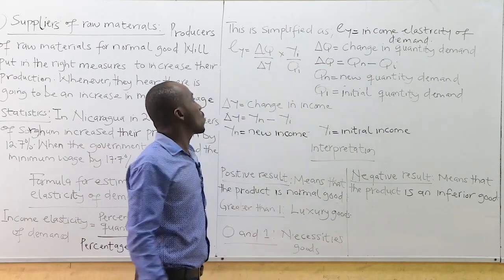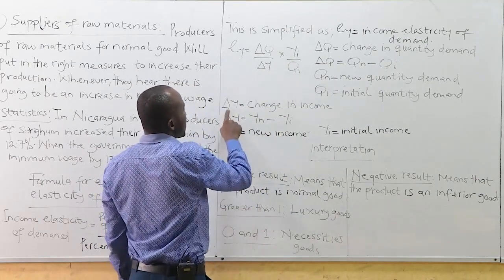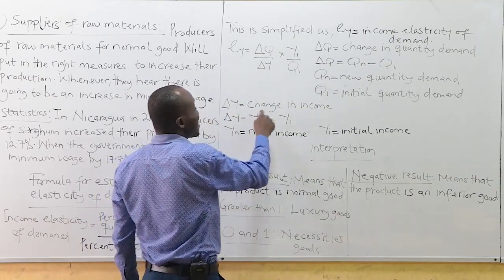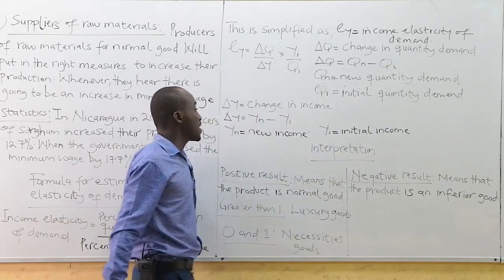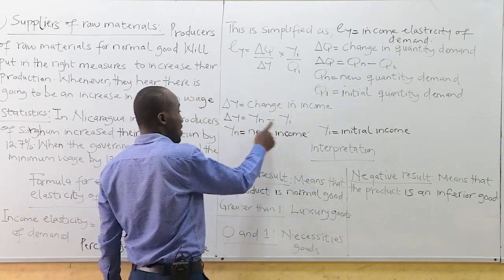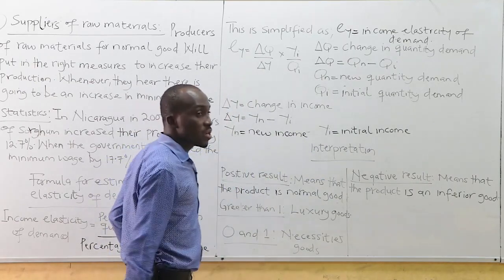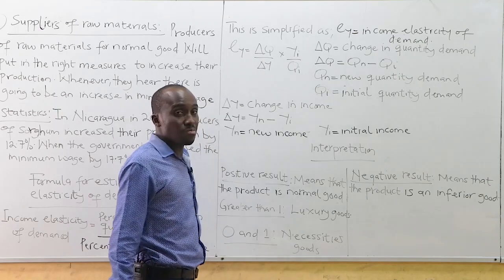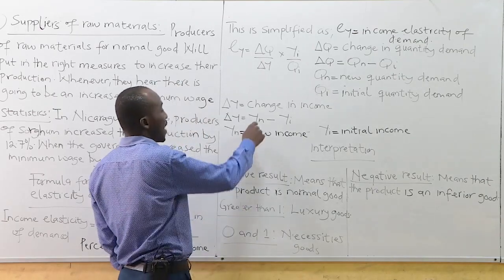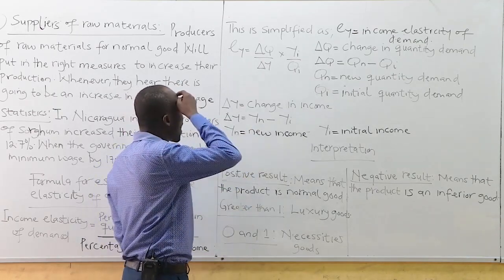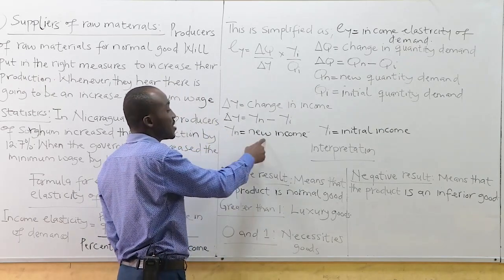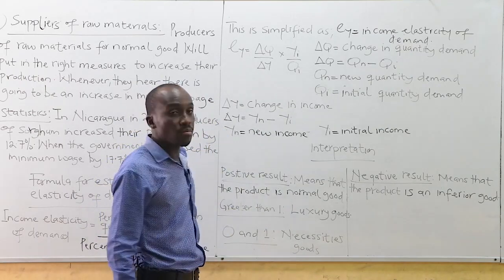What about change in Y? Delta Y represents a change in income. What's the change in income? It's the new income minus the initial income, right? So delta Y is the change in income, and that can be expressed mathematically as Yn minus Yi, where Yn is the new income, and Yi is the initial income.